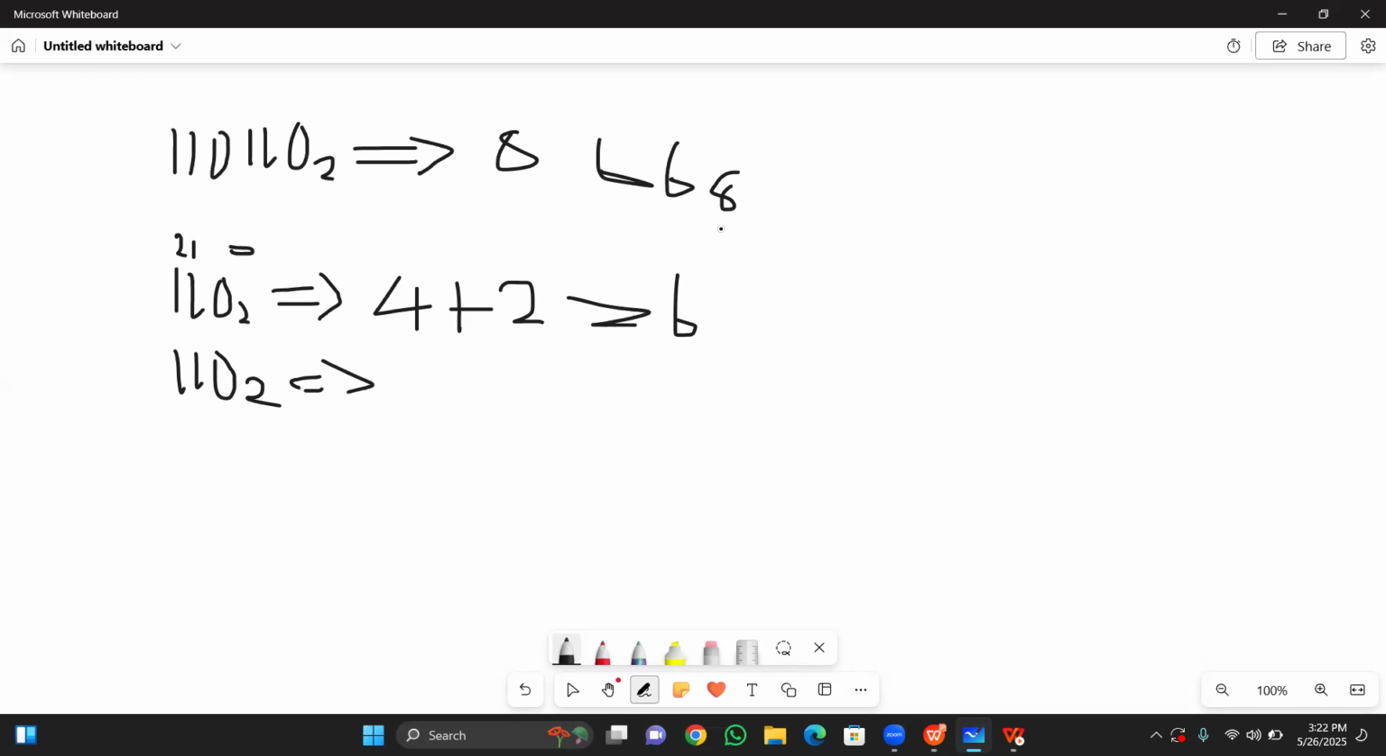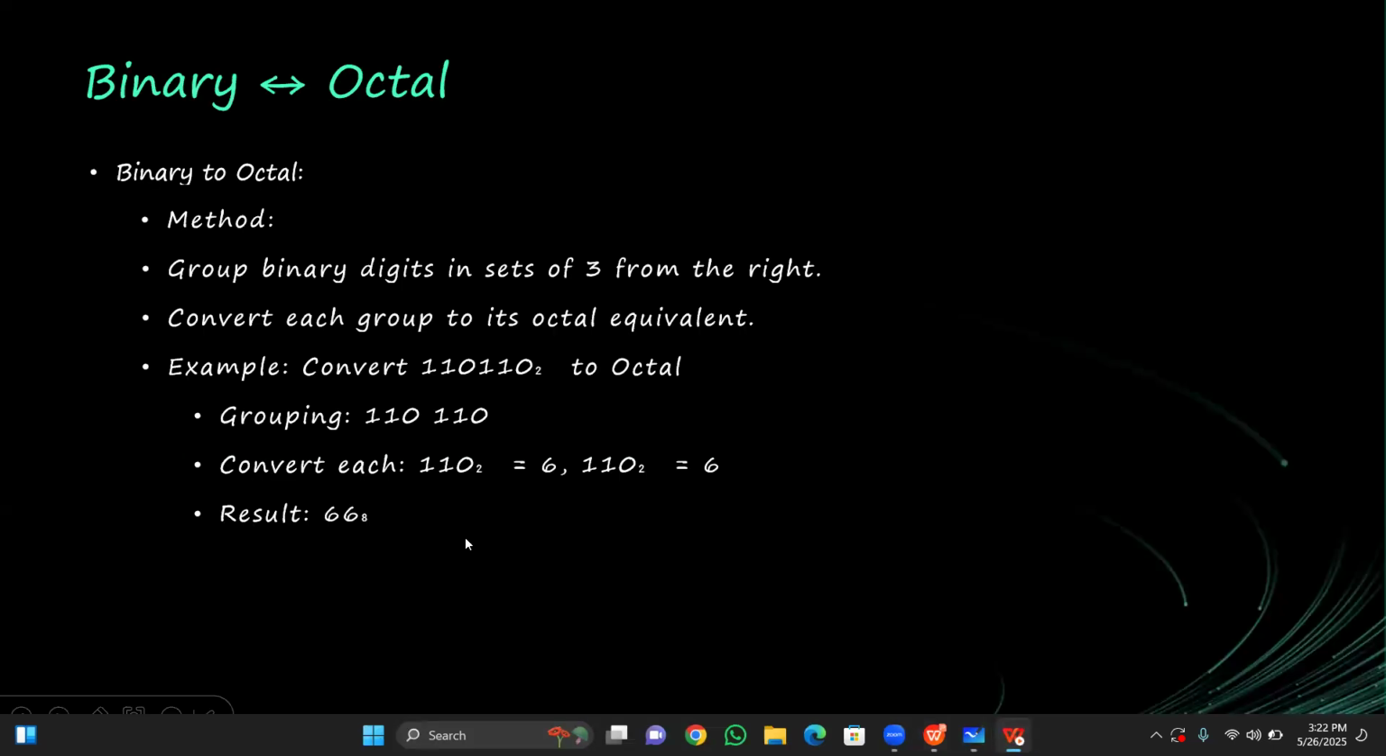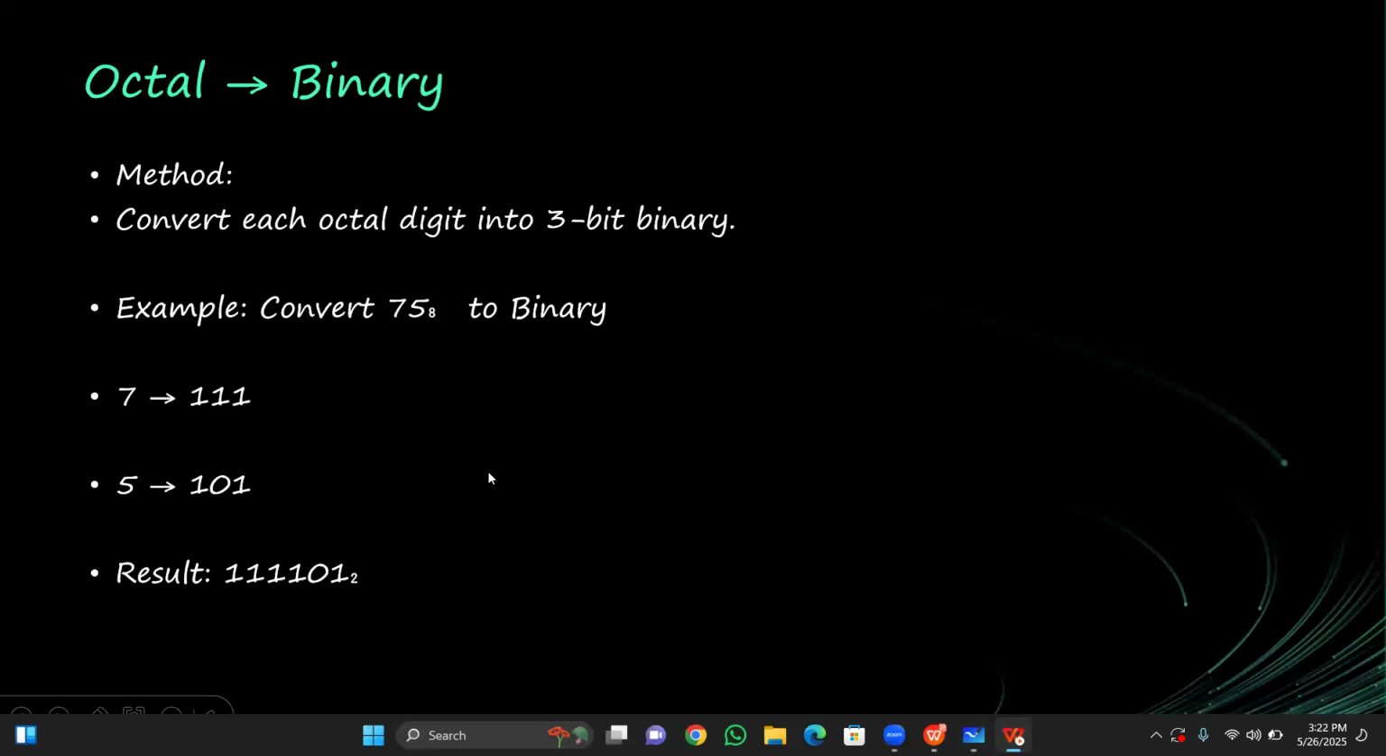I hope you understand this. Okay. If you have understood what we have been doing so far, you're supposed to understand this one too. All right. So now we have converted it and we got it. So how do you convert from octal to binary? Okay, you convert each octal digit to 3-bit binary. Do you understand? So if you have 75, you convert this 7 to binary and convert 5 to binary, and then add the two of them together.